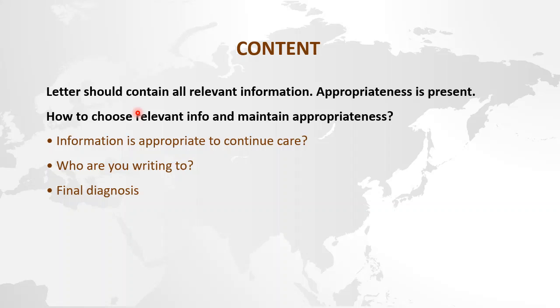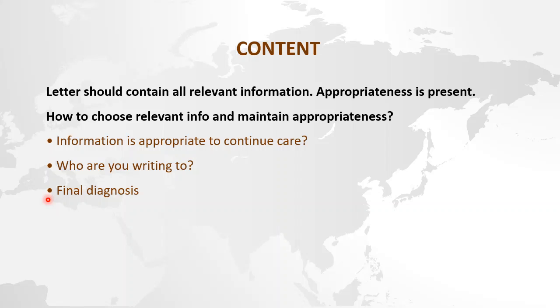Next, the letter should contain all the relevant information and appropriateness should be present. In order to choose the relevant information and maintain appropriateness, before choosing any information you have to ask yourself three questions: whether the information that you are choosing is appropriate to continue the care for the patient, who you are writing to, and the final diagnosis.